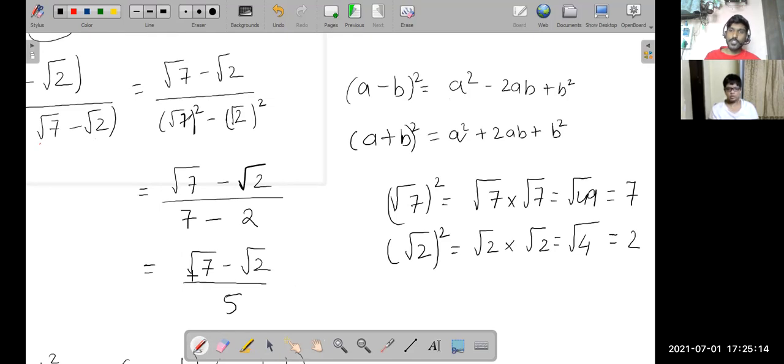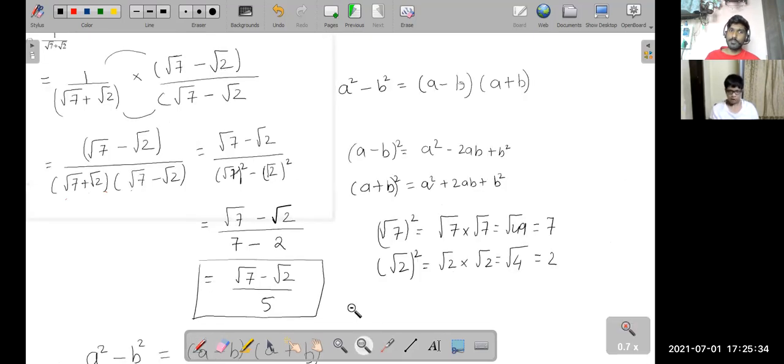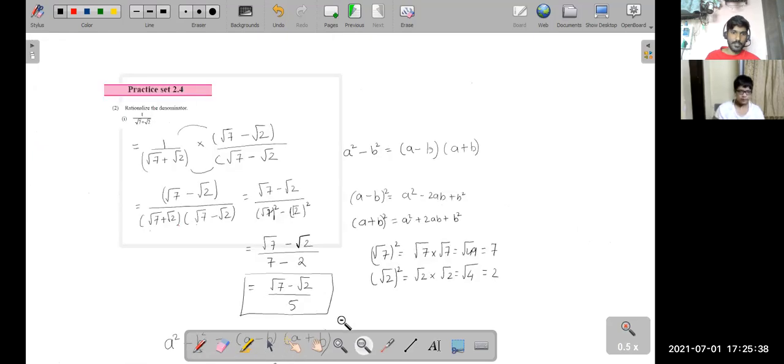Can we do anything further? No. The question is to rationalize the denominator. That means in the denominator, you should have a rational number. Is 5 a rational number? Yes. So stop here. This is your final answer: root 7 minus root 2 upon 5. Have you understood this sum? So can I see the whole sum? Yes.